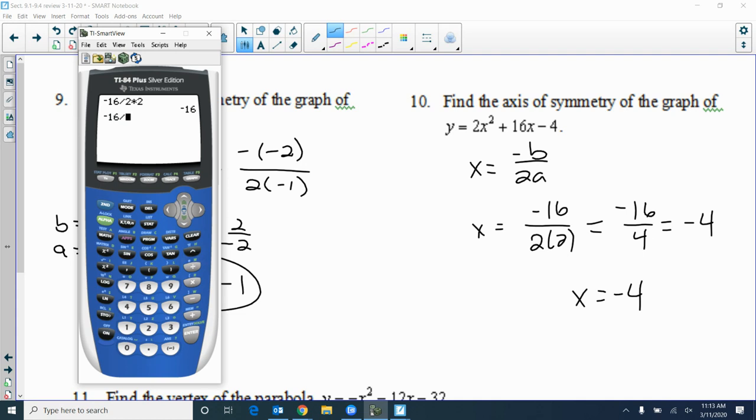That will also work. But I think it's even easier just to make sure that your denominator is one number. Okay, and you can use your calculator. So you just gotta be careful, because if you miss this part, then like for number 11, you're gonna miss the rest of the vertex.